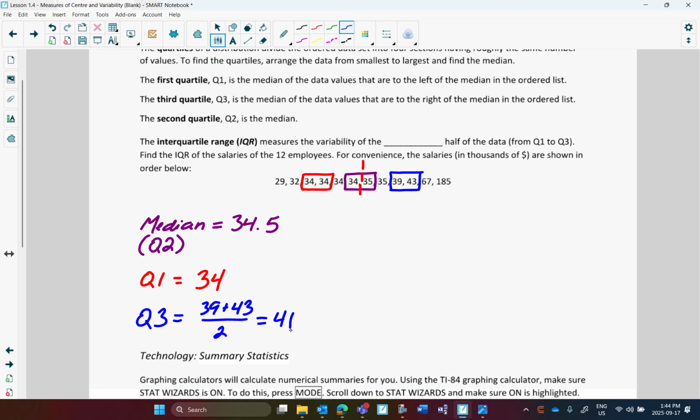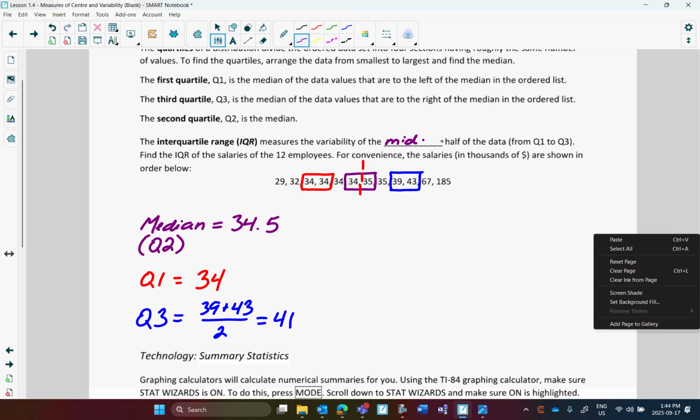The whole reason we do that is to find another measure of spread called the interquartile range. The interquartile range measures the spread or the variability of the middle half of the data, so the data sort of in here. How spread out is that data in the middle 50%? Well, how do we do that?